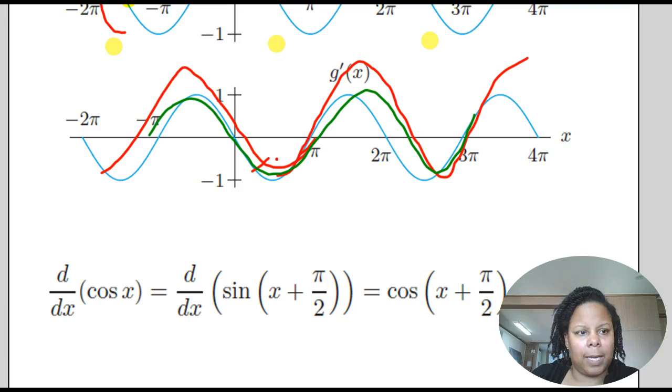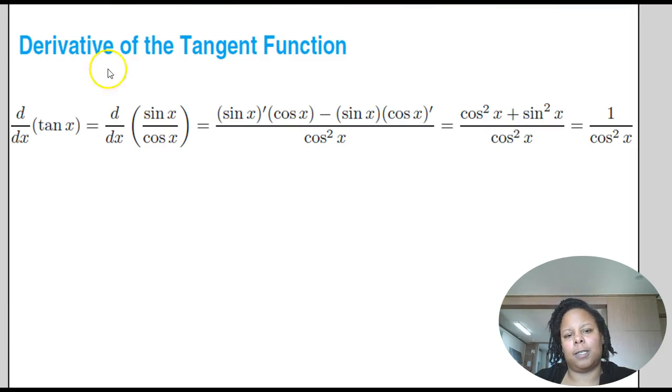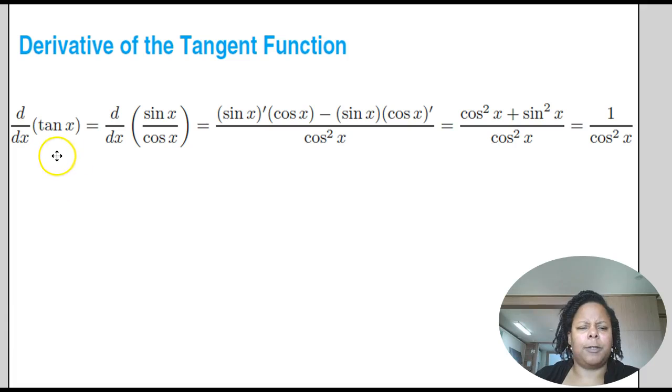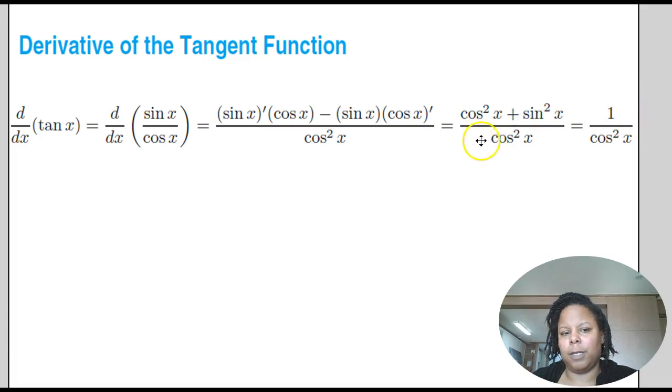Now let's take a look at another trigonometric function, which is the tangent function. We're going to use the quotient rule to be able to figure this out. The tangent of a value x is equal to the sine over cosine of that function. Using the quotient rule, the low d high minus high d low all over low, we get something that looks like this. And as you notice, cosine squared plus sine squared is 1. So really the derivative of the tangent function is 1 over cosine squared x. To see that graph, you could put that in the graphing calculator.